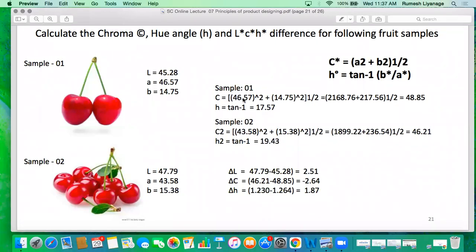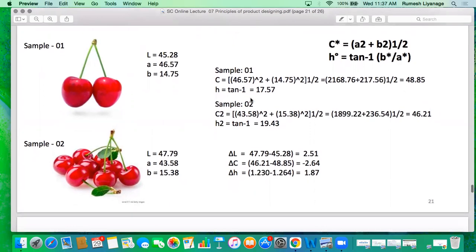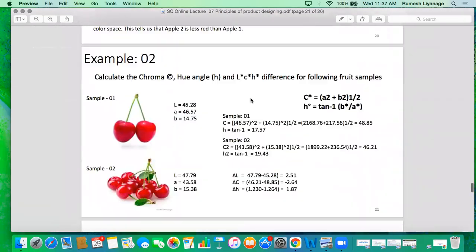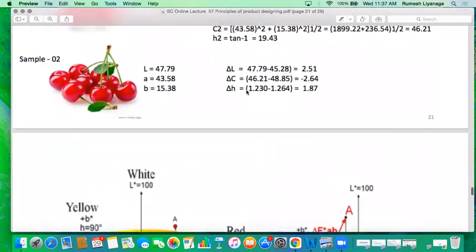Delta C, right? Please try and explain, ask me if you have any doubts.